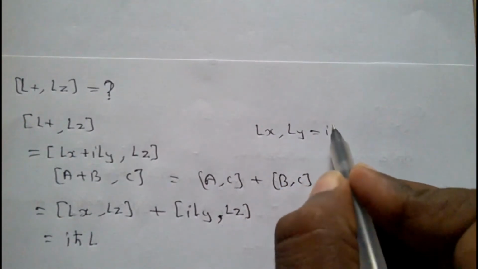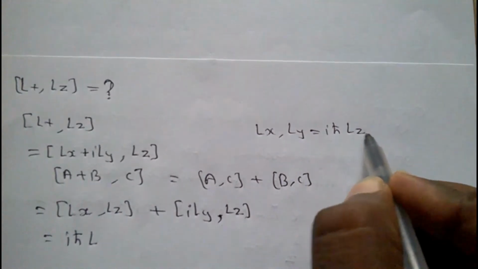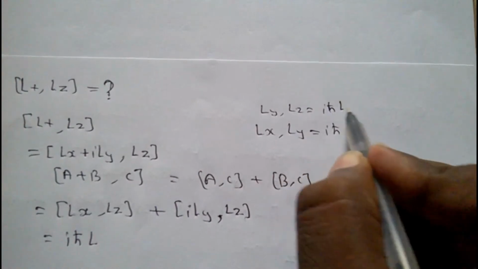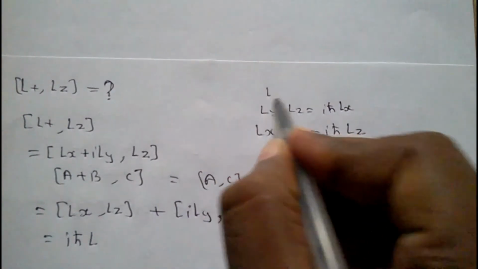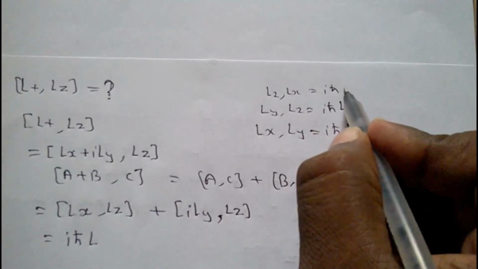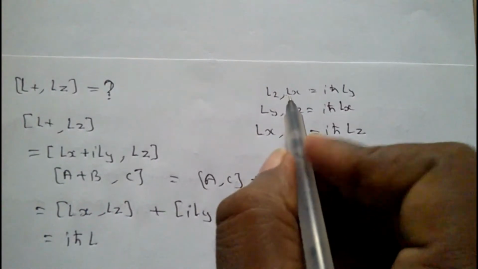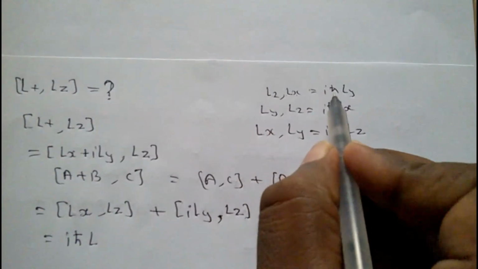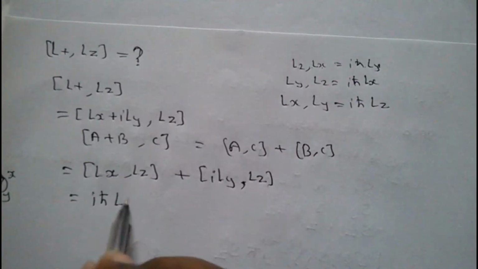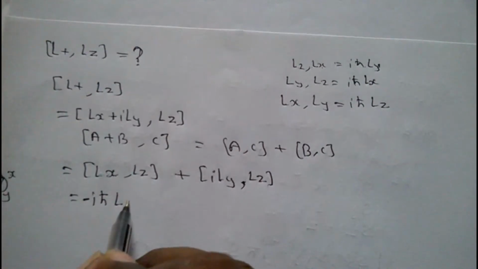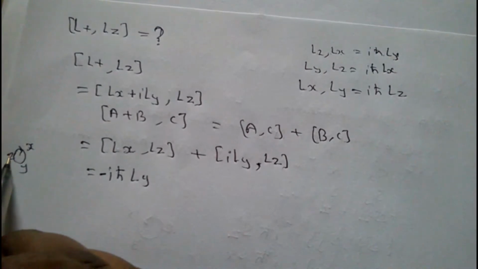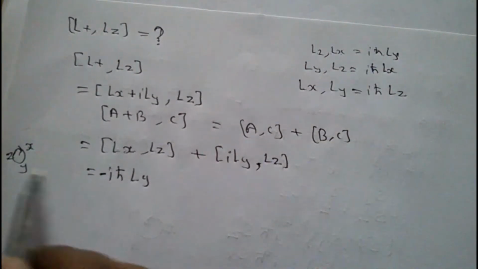Lx Ly is i h cross Lz, and Ly Lz is i h cross Lx, and Lz Lx is i h cross Ly. And you see this, the position is changed, so it will be minus h cross Ly. Here the position is changed, so it will be minus h cross Ly. Means you can see this x z, it is reverse, so minus h cross Ly.